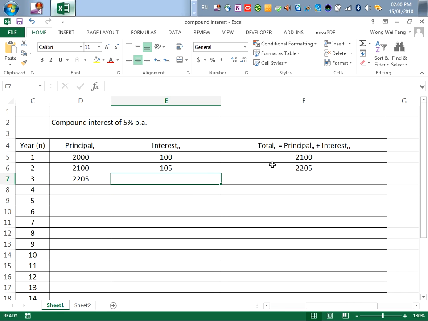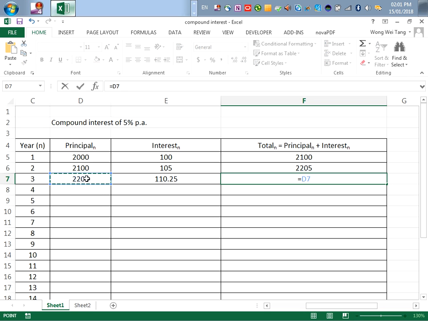How much is my interest this time? Now you all don't really want to say already because it's getting difficult to calculate. But never mind, I have my Microsoft Excel. This one times 5%. Oh, now I get interest of 110.25. And my total is now 2205 plus 110.25. Okay, you see my money growing? You see the money growing? Faster and faster, isn't it?